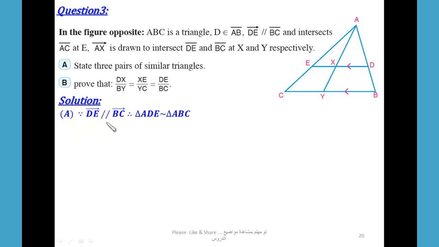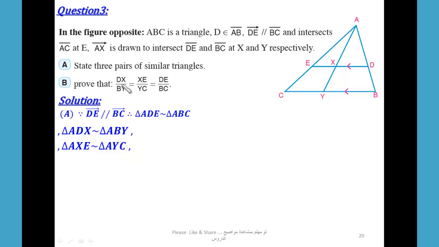First, we have DE is parallel to BC. Then triangle ADE is similar to triangle ABC. This is the first pair of two similar triangles. And also DX is parallel to BY. Then triangle ADX is similar to triangle ABY. Also, since XE is parallel to YC, then triangle AXE is similar to triangle AYC. Here we have three pairs of similar triangles.